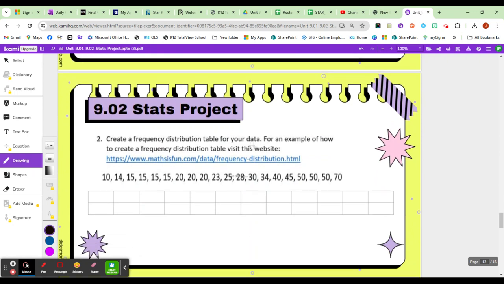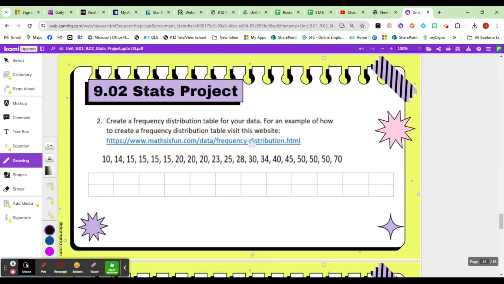That's number 1. All right, number 2 says create a frequency distribution table for your data. So frequency distribution, that's something that we've studied this semester when we've been studying statistics. For an example of how to do that, there is a link added into your assignment, but I'll show you how to do this. You can probably do this without even looking at the link.